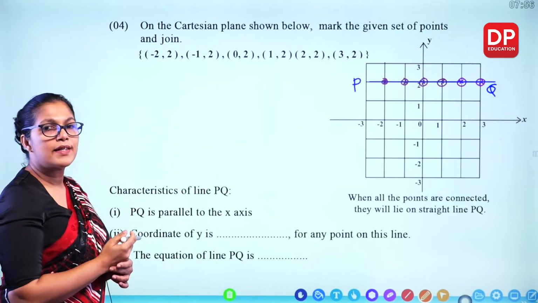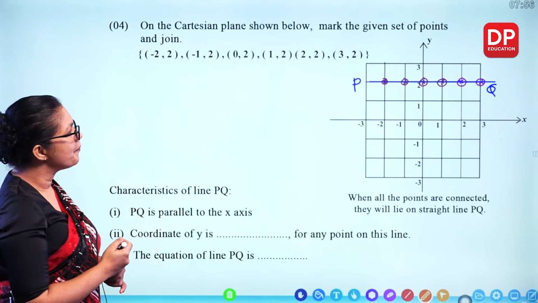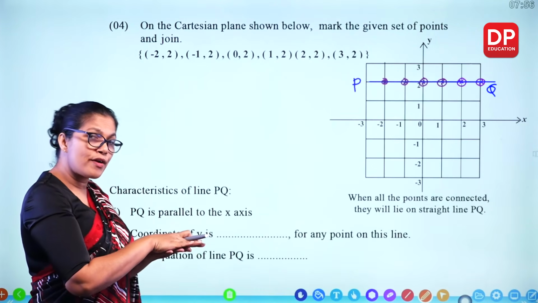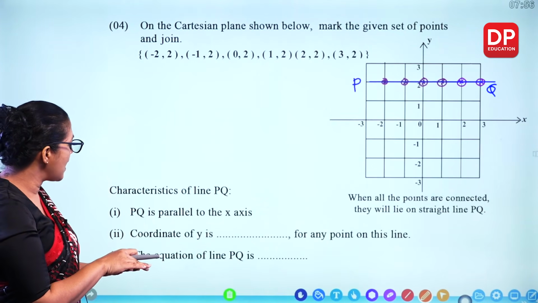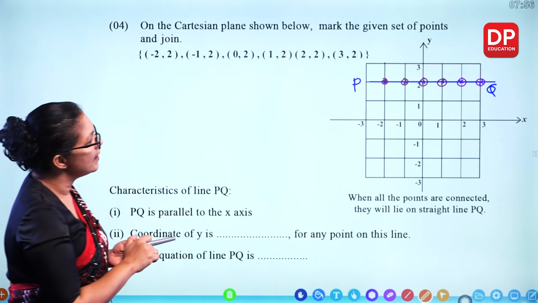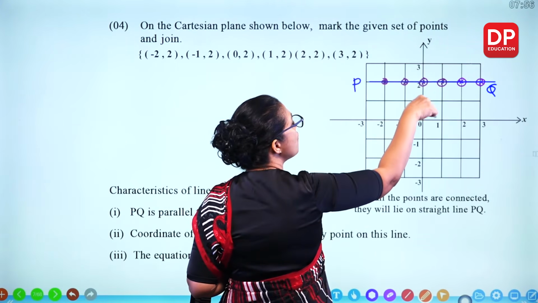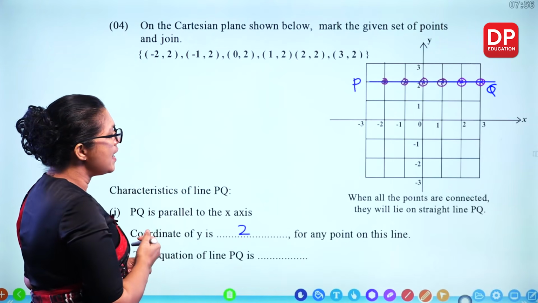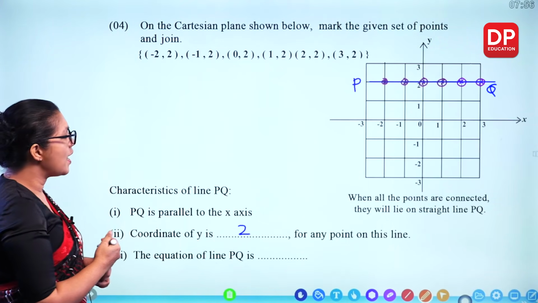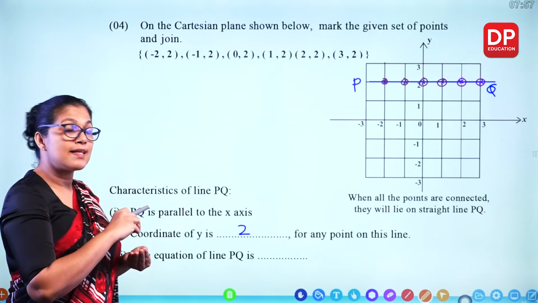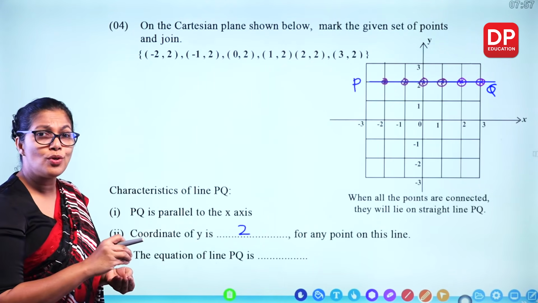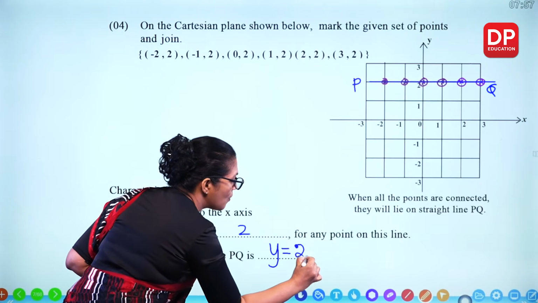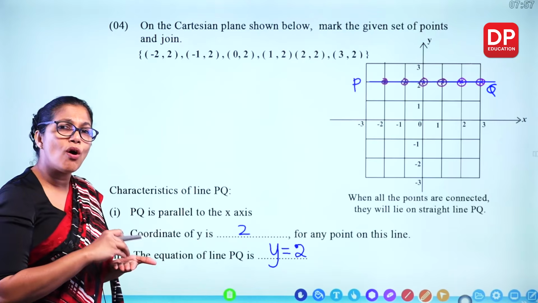Now, what are the characteristics of the line PQ? PQ is parallel to the x-axis. Now this is a horizontal line. So it's parallel to the x-axis. The coordinate of y is always 2 for any point on this line. So because the y value is always 2, we can write the equation as y equals 2. The y coordinate is always the same.